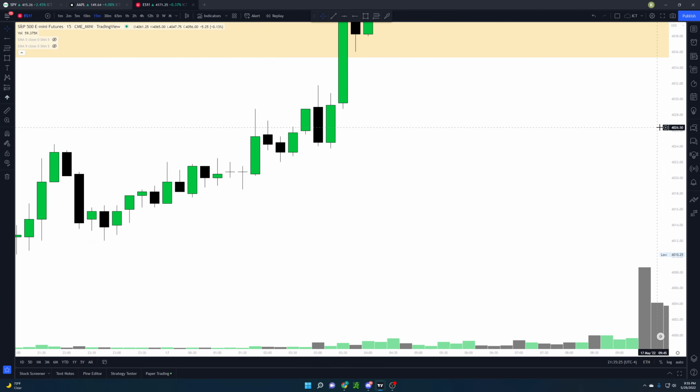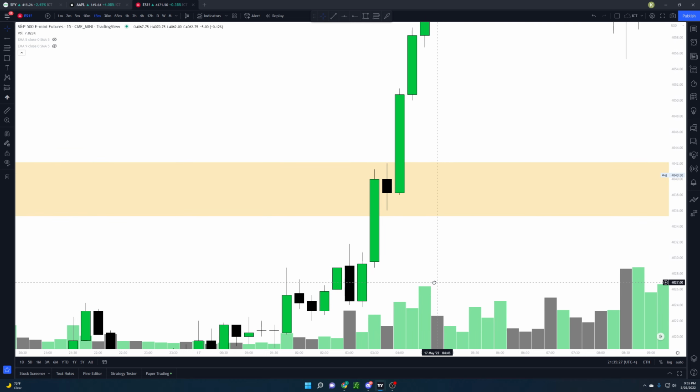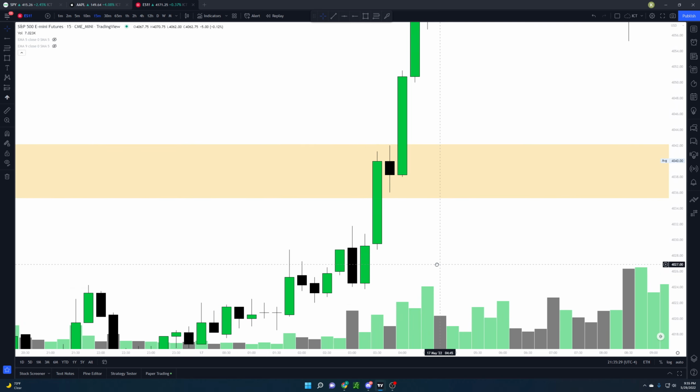There's not really much I can see here besides the volume. So we get up into this zone, check this volume out. This is an overnight session, so this is going to be lower volume, but still take note of the volume here, right? You go from 3K to 7K, right? Now you're in the zone.